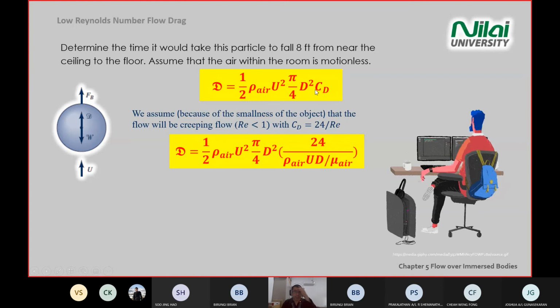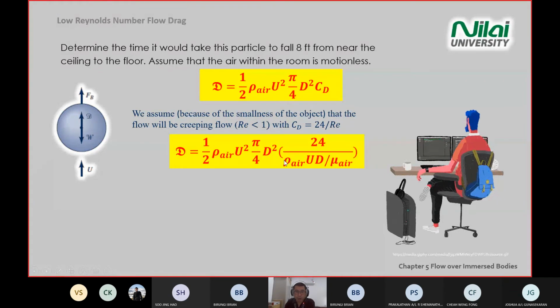You replace your CD with 24 divided by Reynolds number. And Reynolds number, how you calculate, is also given in the table just now. Rho UD divided by mu, and this one is the dynamic viscosity, right? If you take out the rho, you convert rho divided by mu, then you get kinematic viscosity.